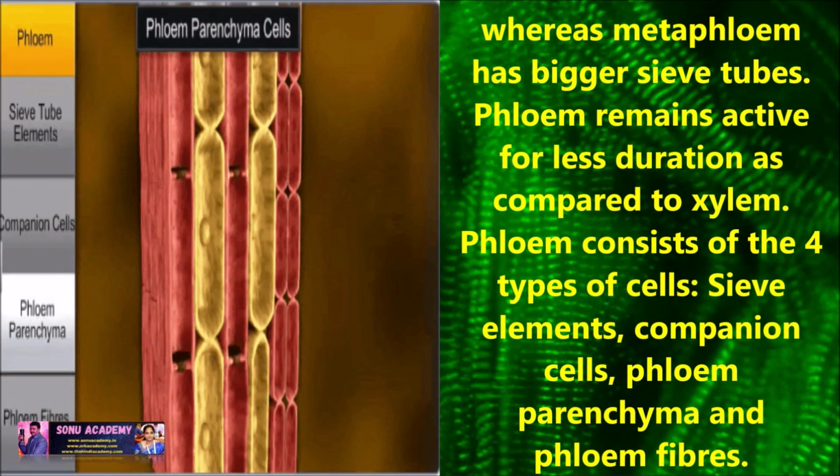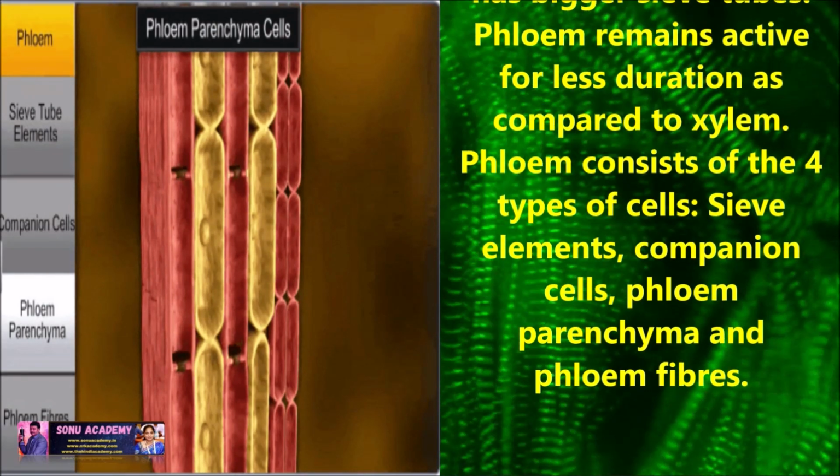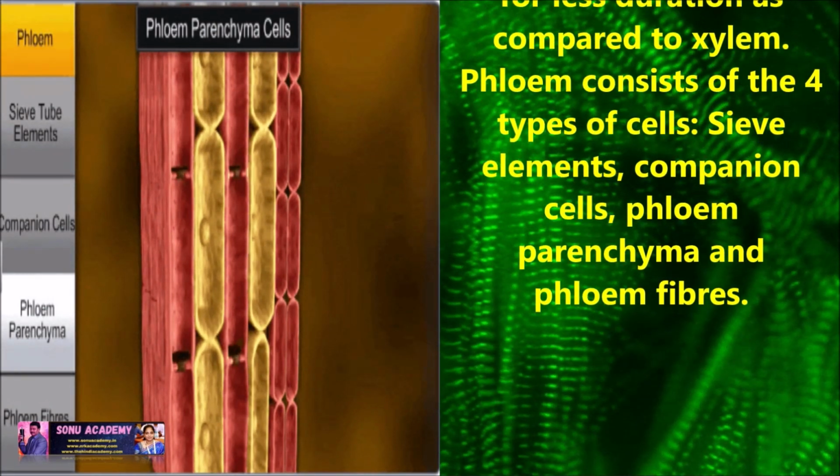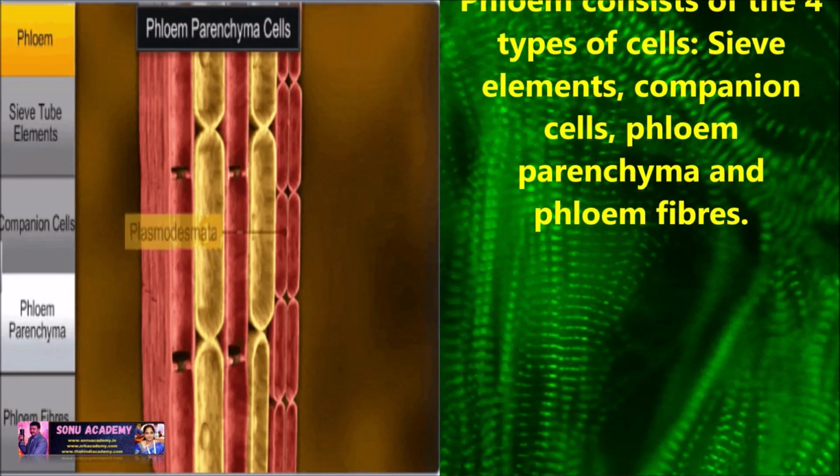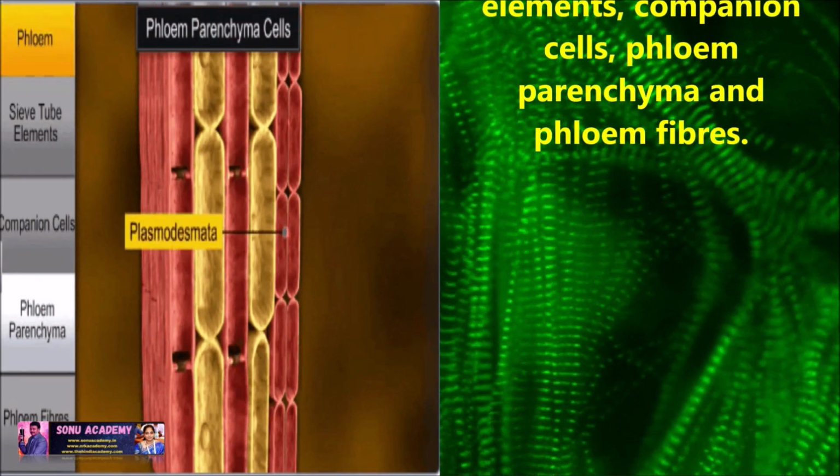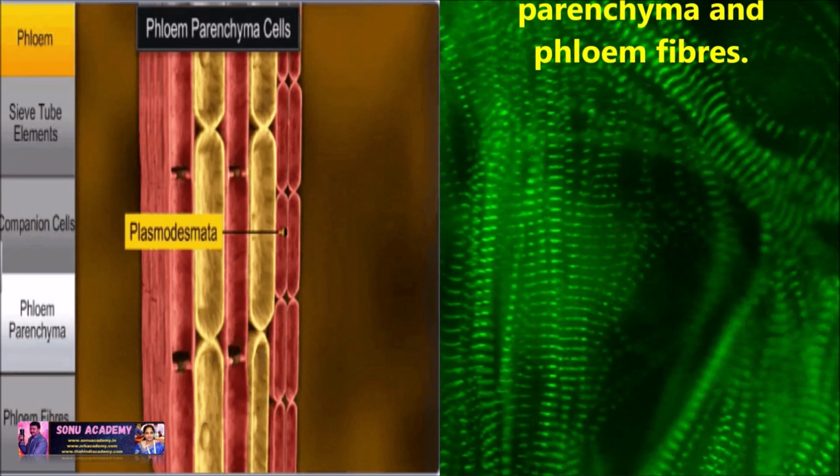Phloem remains active for less duration as compared to xylem. Phloem consists of four types of cells. Those are sieve elements, companion cells, phloem parenchyma, and phloem fibers.